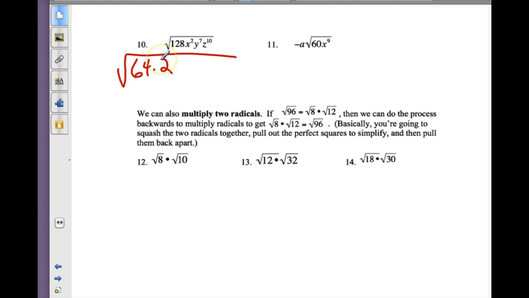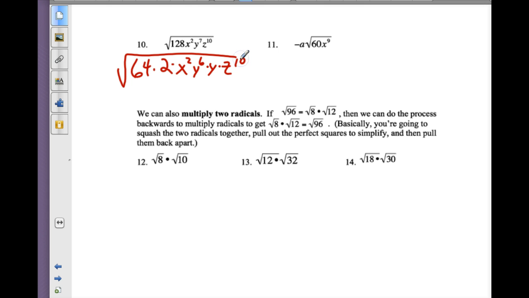If you can, guys. I know there's some people going 4 times something, 32. Right? 4 times 32. It's going to take you a couple steps to get there, if the biggest perfect square in there is 64. And then with the variables, I want x squared, y to the 6, z to the 10.